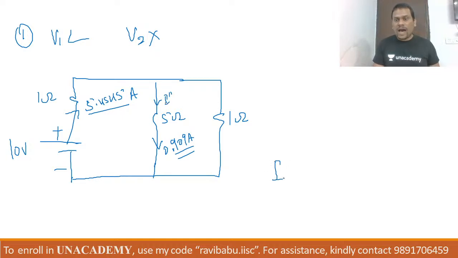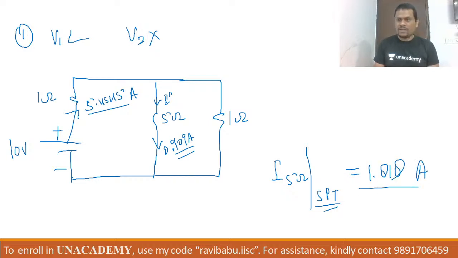Okay, so what will be the current, this I double dash? What will be the current through the 5 ohm, beta, by SPT? Please mind it, beta, by SPT it is nothing but 0.909 into 2, which I want to write as 1.818 ampere. Tell me, is it correct or not, beta? Speak up fast. Is it correct or not?